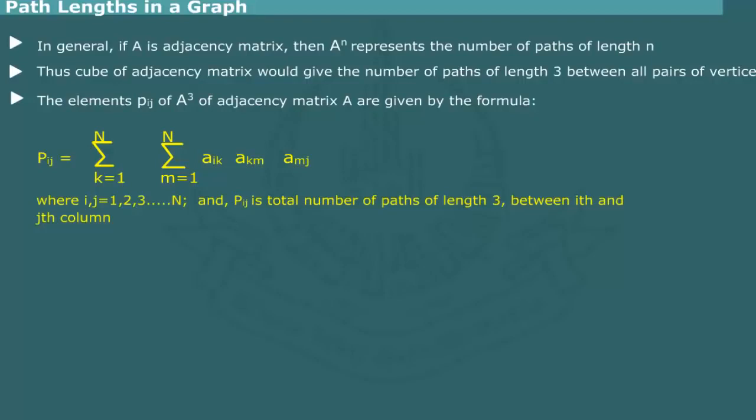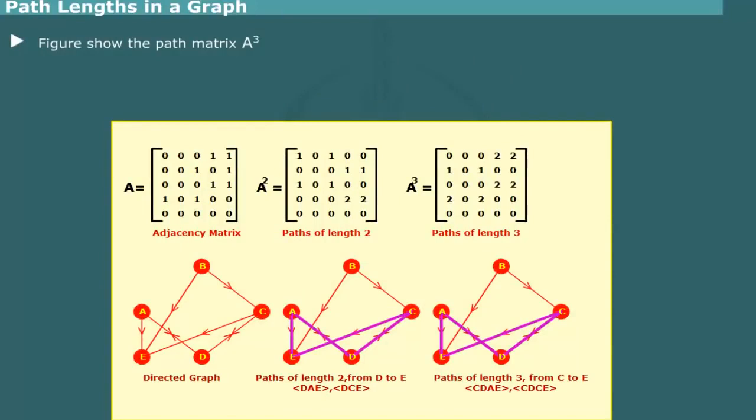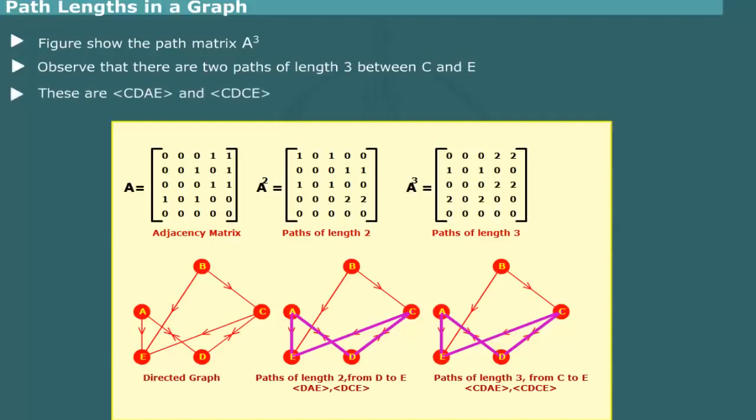where Pij refers to an element in the ith row and jth column of matrix A cube. In other words, Pij is the total number of paths of length 3 between the ith and jth vertex of a graph. This figure shows the matrix A raised to power 3. The matrix indicates that these paths are CDAE and CDDE. The first is a simple path since no vertex is repeated along the path. The other is non-simple because vertex C is repeated.